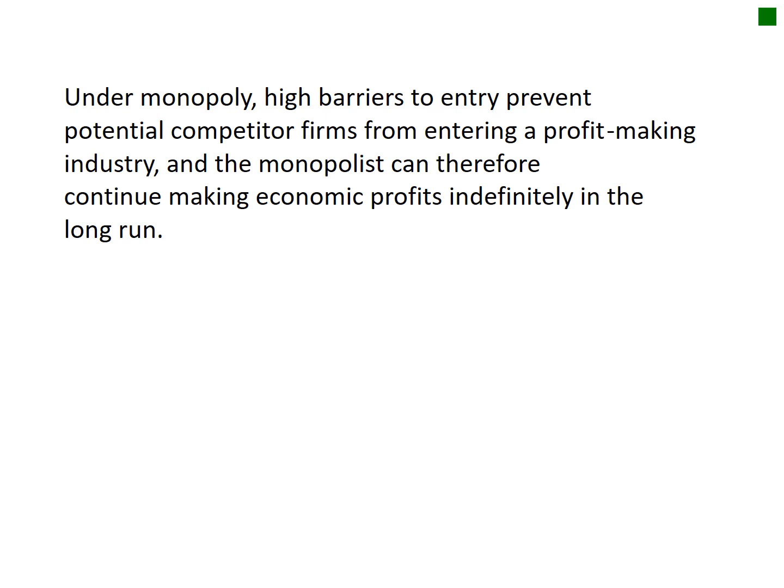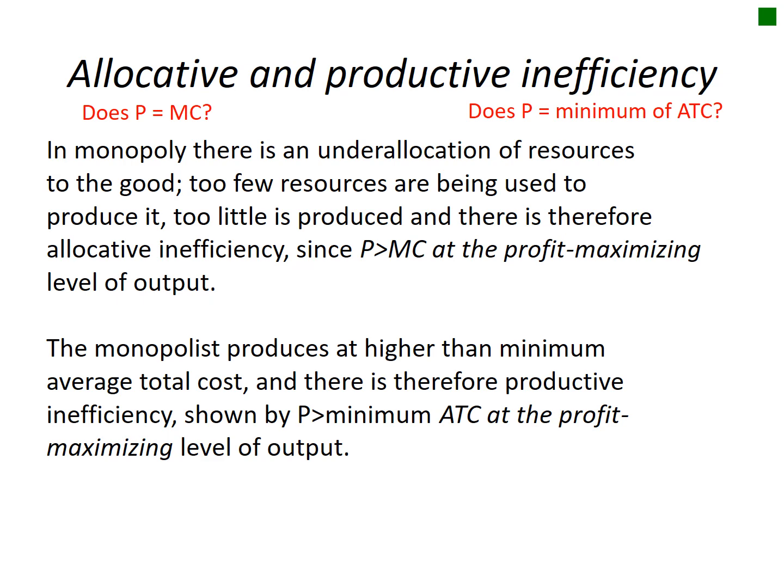So high barriers to entry prevent potential competitive firms from entering a profit-making industry, and the monopolist can therefore continue to make economic profits indefinitely in the long run. So if your costs for some reason did not become extremely high or higher than where your demand curve is, or if you're not facing a decrease in demand, you could certainly have economic profits or abnormal profits in the long run, or indefinitely in the long run.